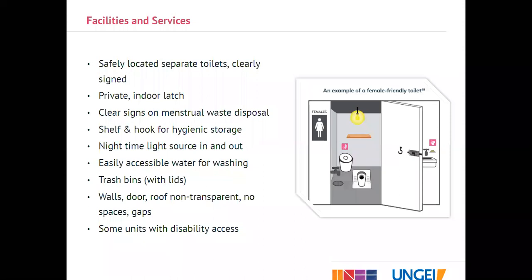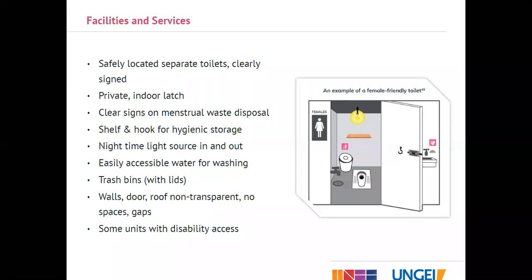So here on this slide, we have the example of the female-friendly toilet, where the guidance note outlines important considerations such as being separately located, ensuring privacy through an indoor latch, options for hygienically storing belongings while using the facilities, a nighttime light source, water access, bins with lids, and ensuring doors, walls and roofs are non-transparent. And finally, to ensure that some units, of course, have disability access. So that, in brief, concludes the guidance note section on strategies for equal access and gender-responsive learning environments.